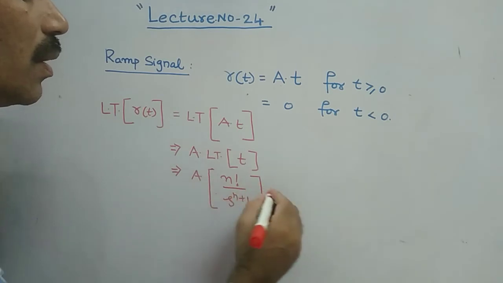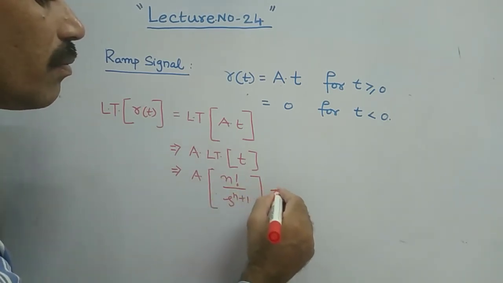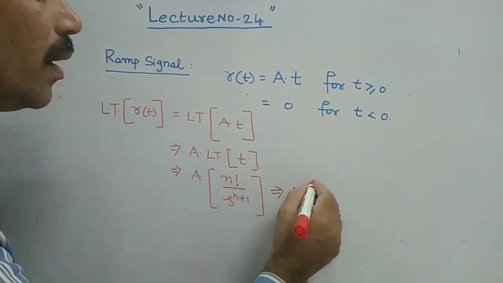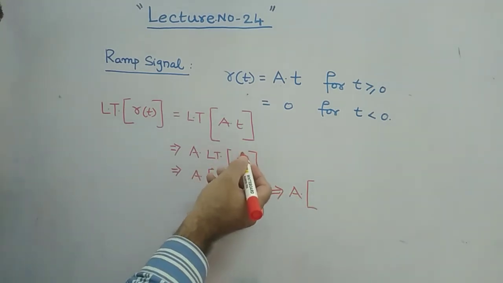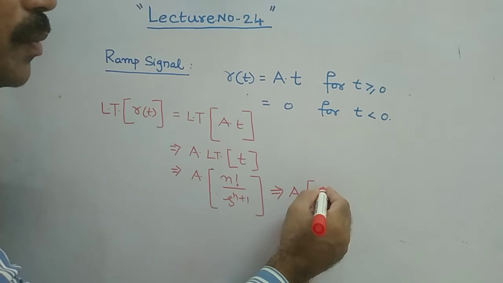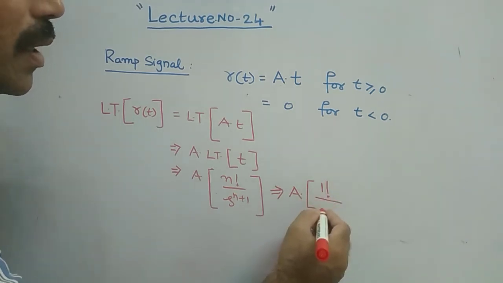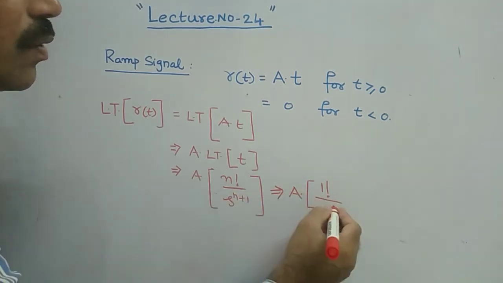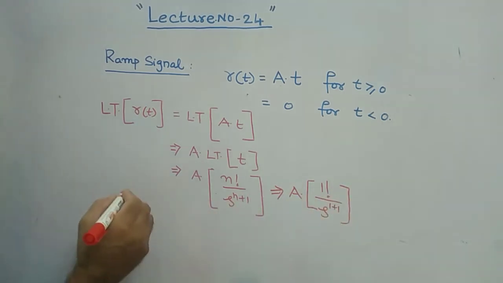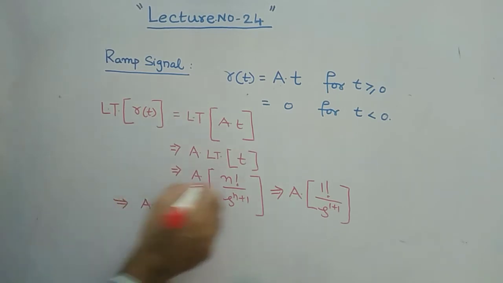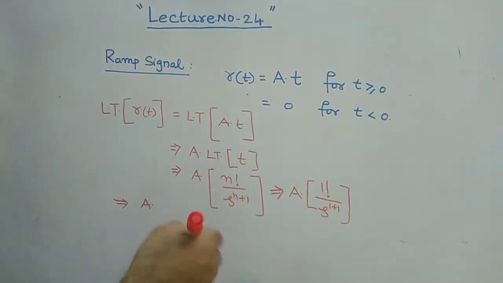This implies a into n factorial. What is n here? Here n is 1. N factorial means 1 factorial. 1 factorial by s power n plus 1, that is 1 plus 1. This implies a into 1 factorial, nothing but 1 into 1.